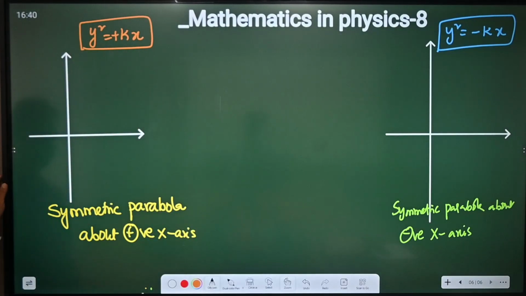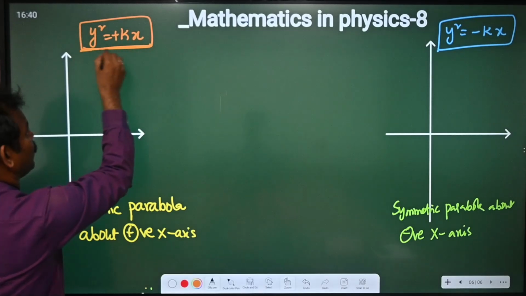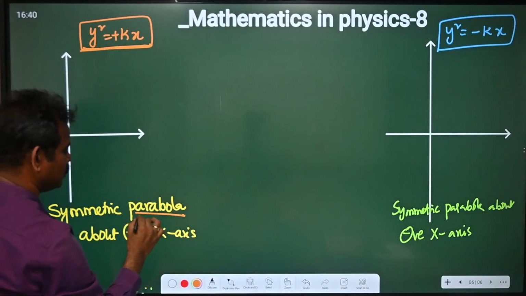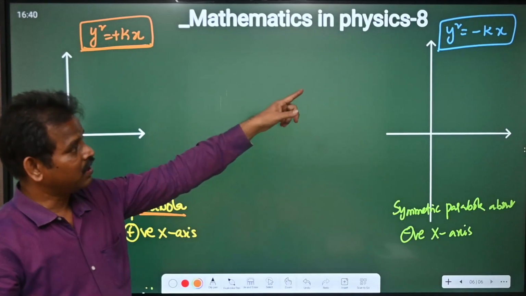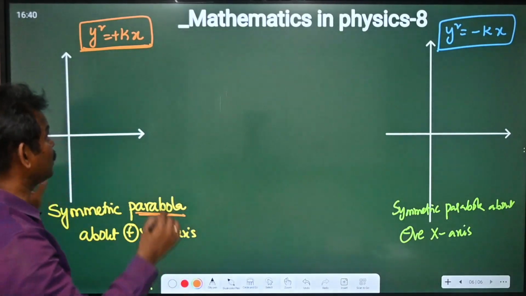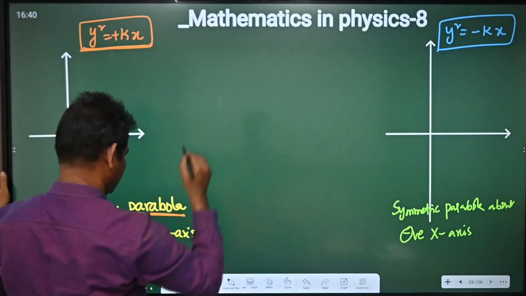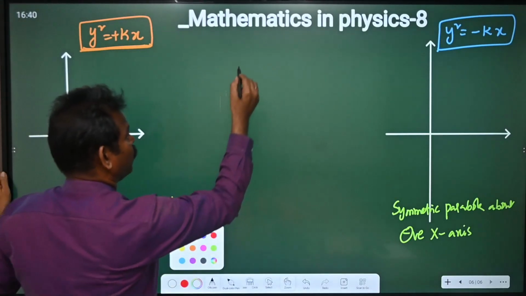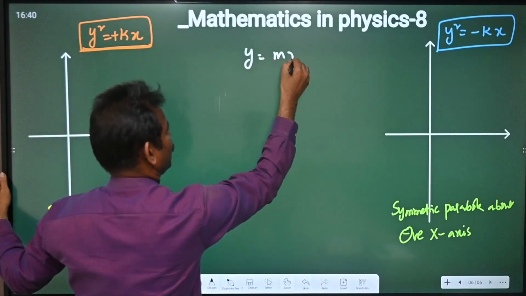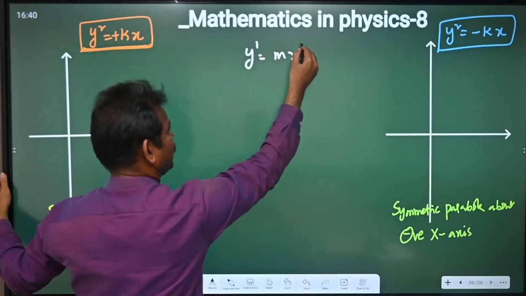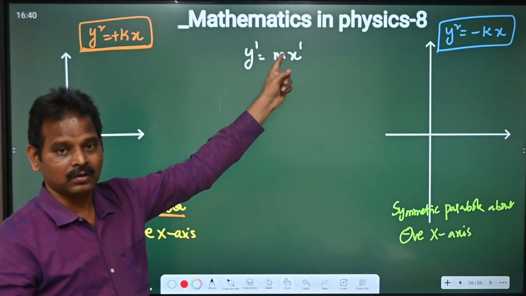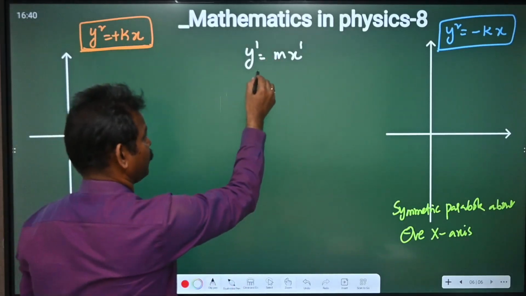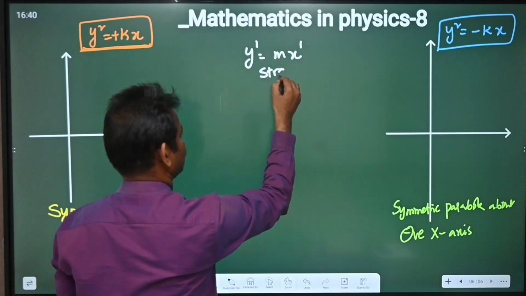How to draw the graph? Whenever this equation is given, it always represents a parabola: y square is equal to plus kx or y square is equal to minus kx. In the previous graph, y is equal to mx, here y power is 1 and x power is 1. When these powers are equal to 1, the corresponding graph is always a straight line.